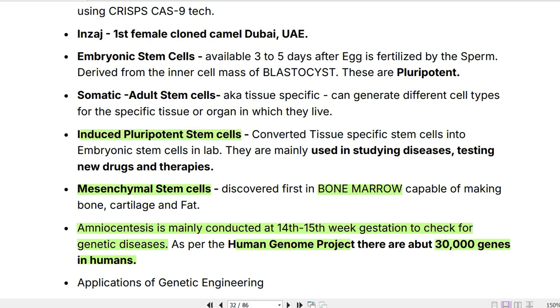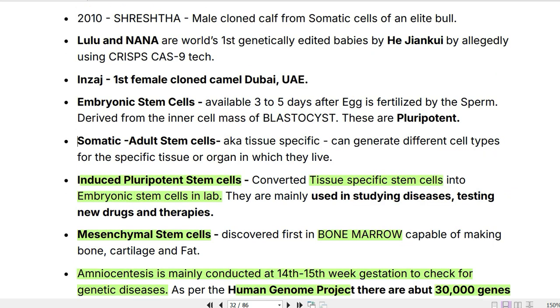So induced pluripotent stem cells are stem cells, by the way, in the first place, but they are originally derived from the tissue, right? And then they are converted into embryonic stem cells in controlled conditions. So these are tissue specific stem cells which are converted into embryonic stem cells in the laboratory.